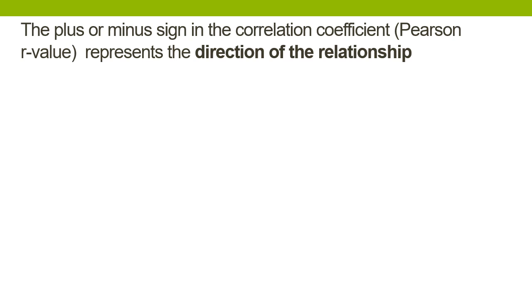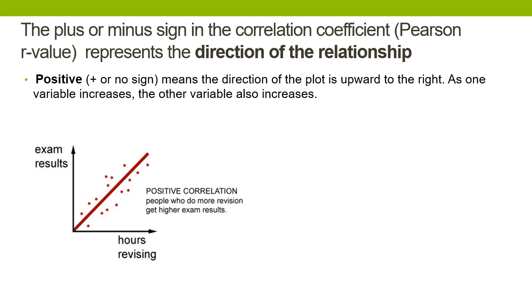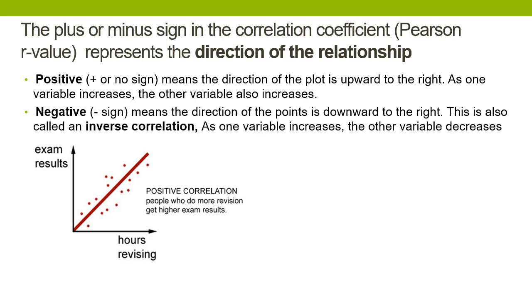The plus or minus sign in the correlation coefficient represents the direction of the relationship. A positive, which may have a plus sign but more often has no sign, means the direction of the plot is upward to the right. As one variable increases, the other also increases, like this, a positive correlation between the number of hours spent revising and the exam results. As the number of hours revising increases, so do the test scores.